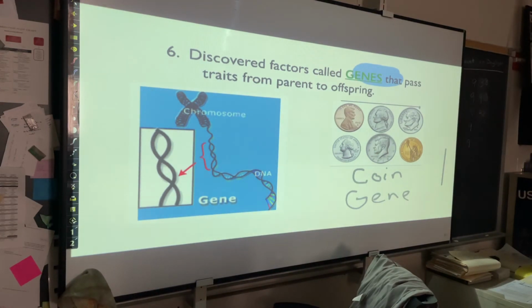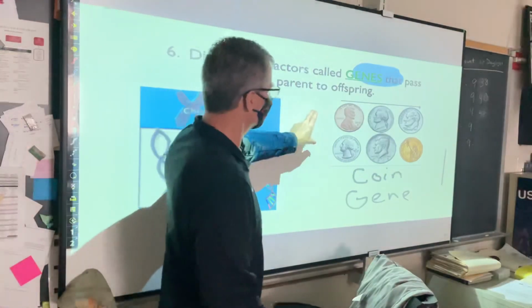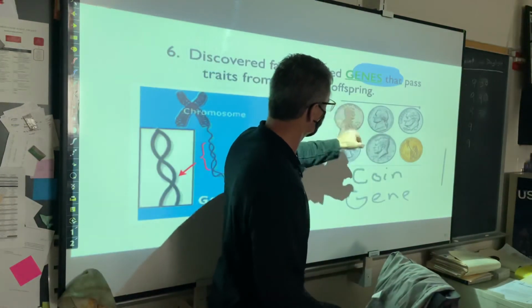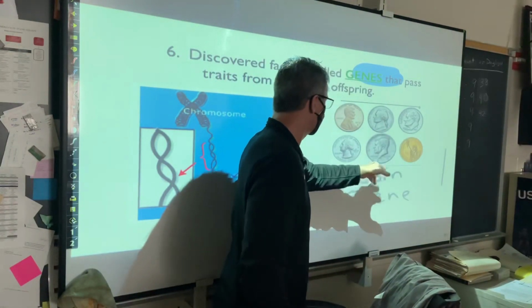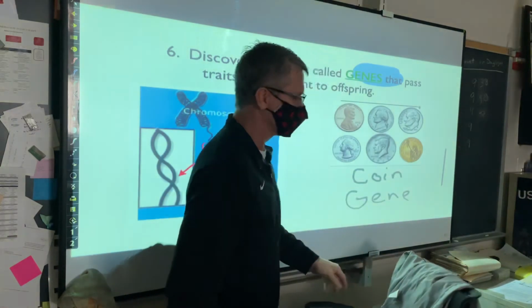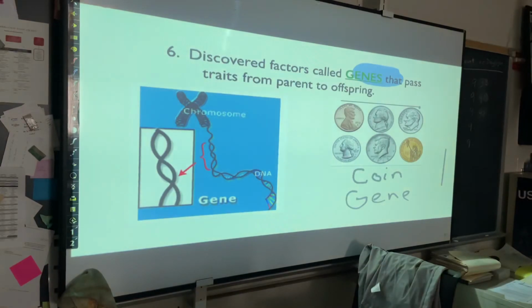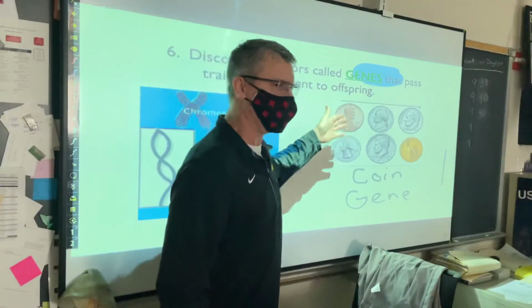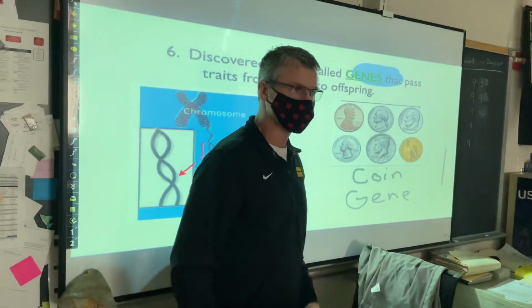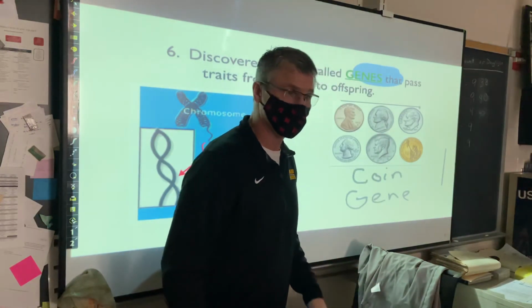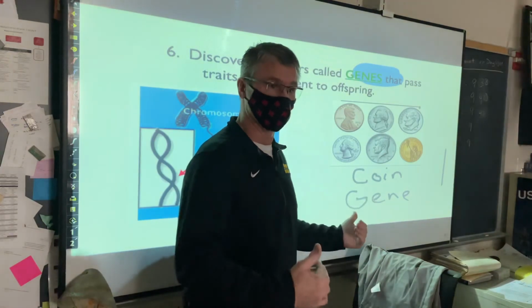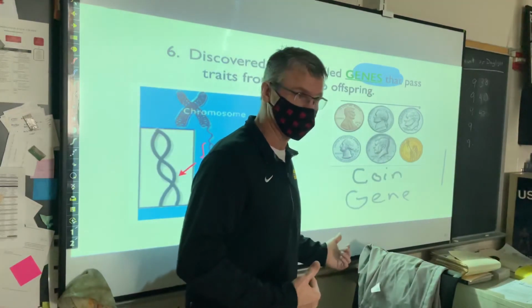Now, let's make this very simple. Genes, right? Packets of information. If you notice, here are six coins, right? Penny, nickel, dime, quarter, half dollar, and a dollar coin. They're still out. People still use them. I liked them. A lot of people didn't. But wouldn't you agree, these are all money. So they're the same, right? Because they're money. But you would agree with me that they're all different, right?